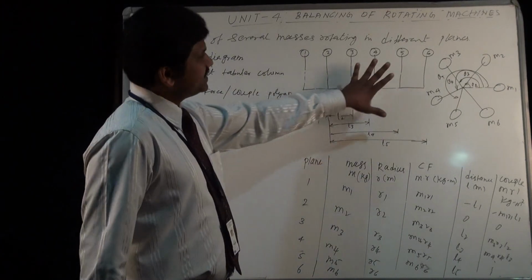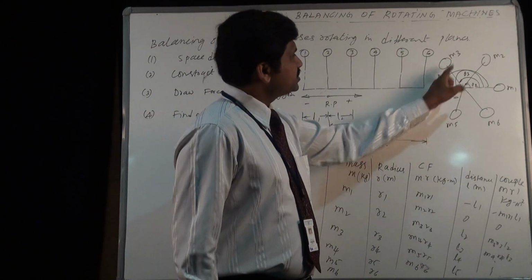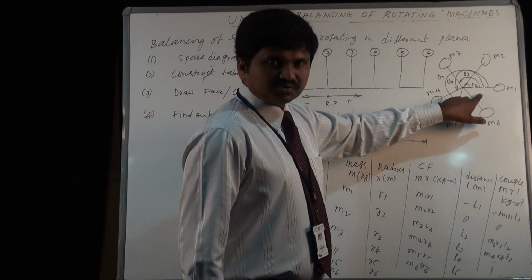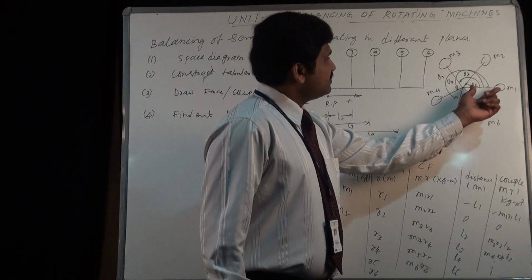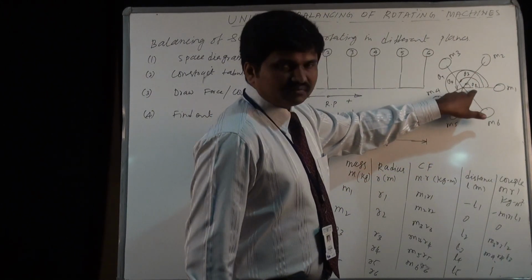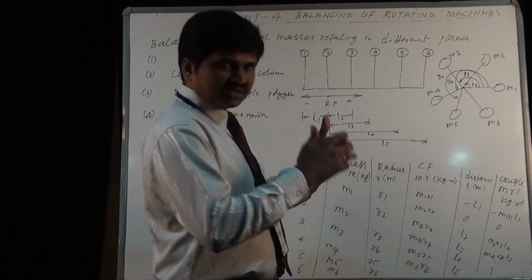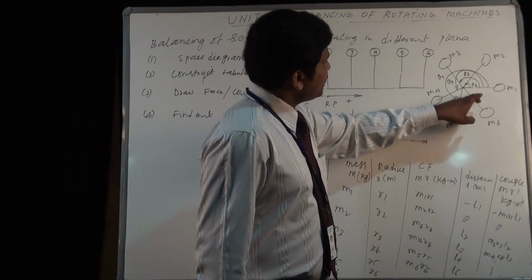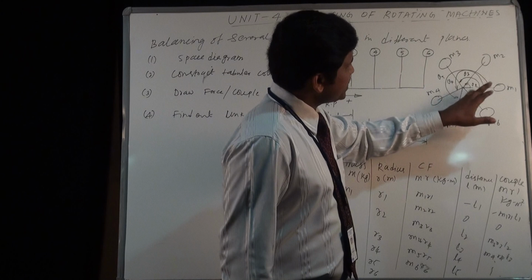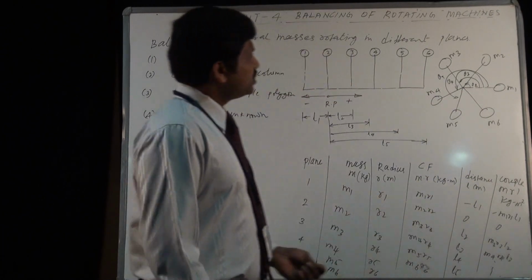So step 1 is to draw the space diagram showing all the distances between the planes and the mass positions. Also draw the side view showing the positions of the masses. Be careful here, because we will be using only the graphical method, so this must be to scale. To scale in the sense, for example, if the radius R1 is 100 millimeter, there is no need to take exactly 100 millimeter. The scale I am talking about is theta, that means the angular positions of these masses. If theta 2 is 45 degrees, you have to show it exactly as 45 degrees, because we will be drawing the vector polygons, force polygon and couple polygon, parallel to this line. So this must be to scale, otherwise we will end up with a problem. So show this diagram to the actual scale: m1, m2, m3, m4, m5, m6, theta 1, theta 2 up to theta 6, and r1, r2, r3, r4, r5 and r6.